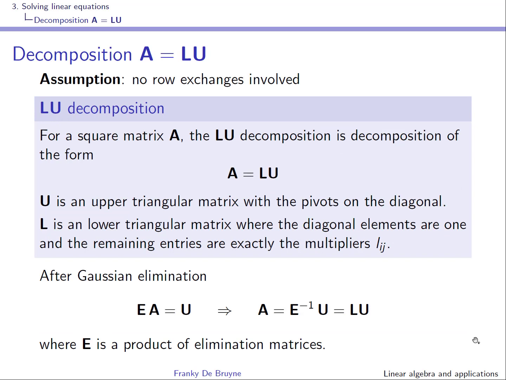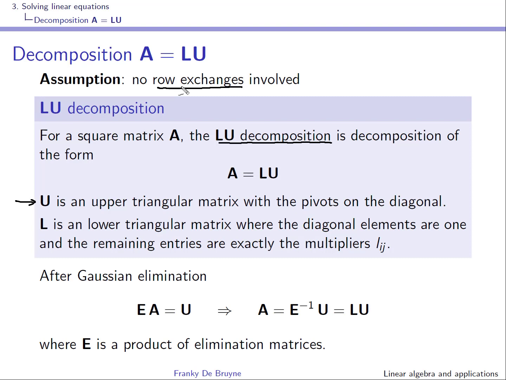Well, we have used Gaussian elimination to produce an upper triangular matrix, and this upper triangular matrix we'll call U. Gaussian elimination is at the basis of a decomposition of a matrix A, which we call the LU decomposition. So we assume here that there are no row exchanges involved. We'll see later what happens if you need row exchanges.